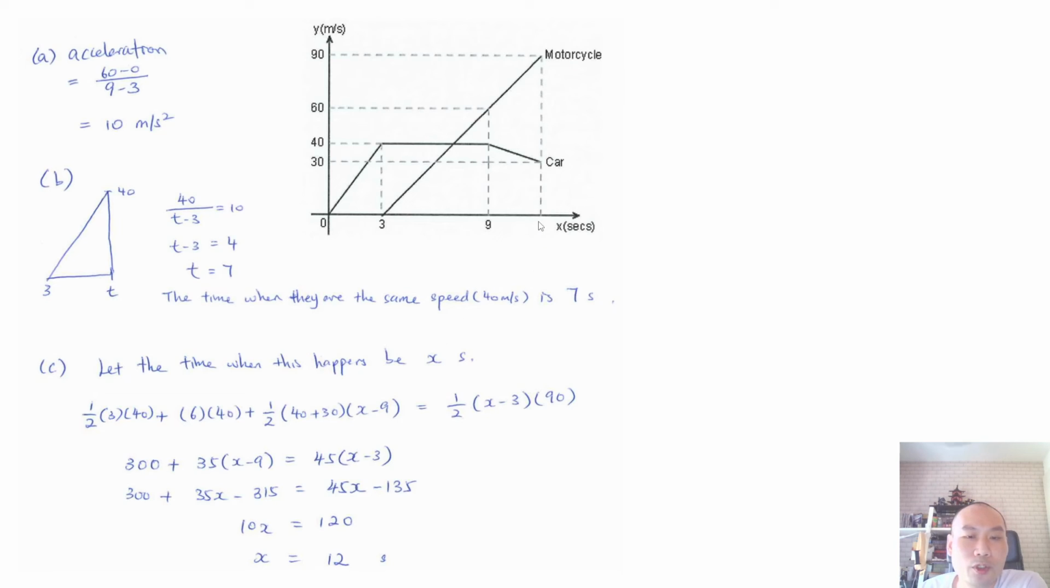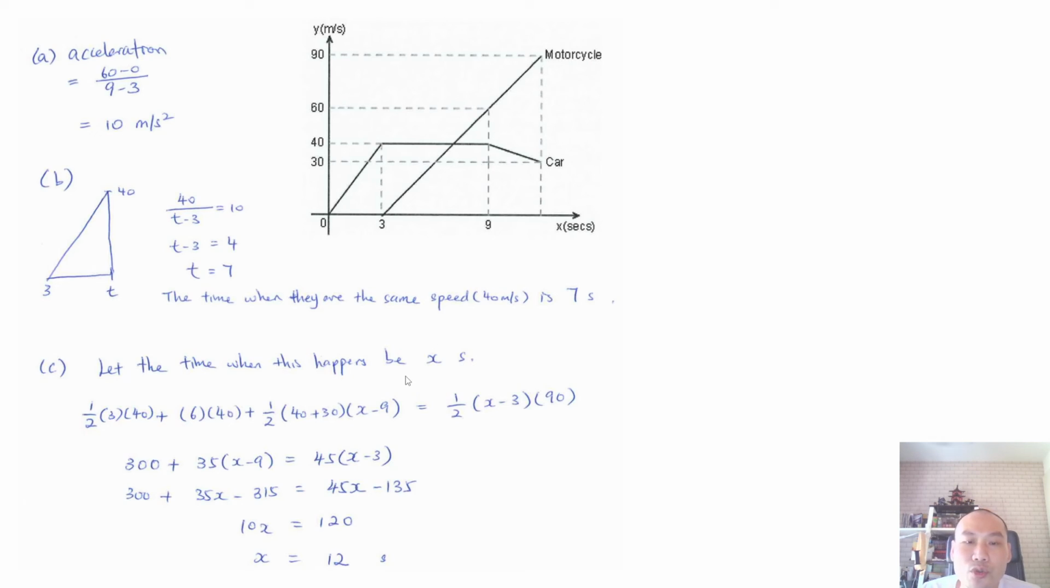We're going to use the area under the graph of the journey by the car. So we start with the triangle, right? On the left, we have half times 3 times 40. That's the first triangle. Then we have 6 times 40, which is the rectangle in the center. And then on the right side, it is a trapezium. So half times 40 plus 30, which are the parallel lengths, and the perpendicular distance is x minus 9, right? That's for the trapezium on the right side.